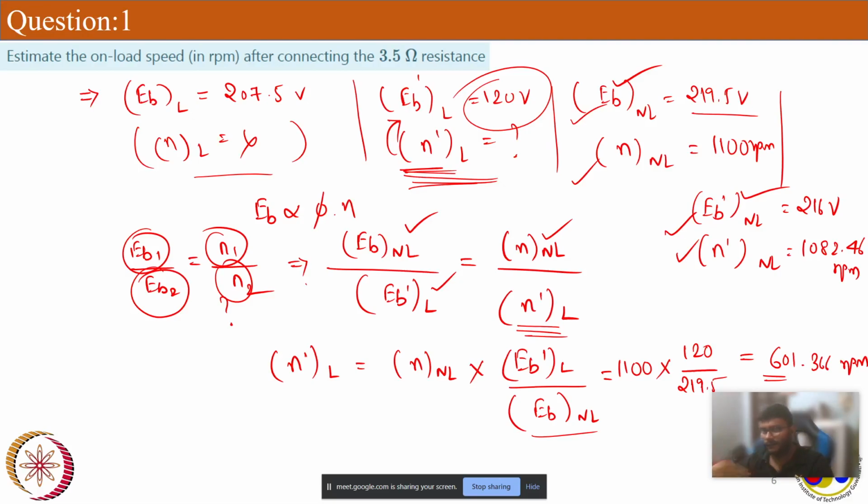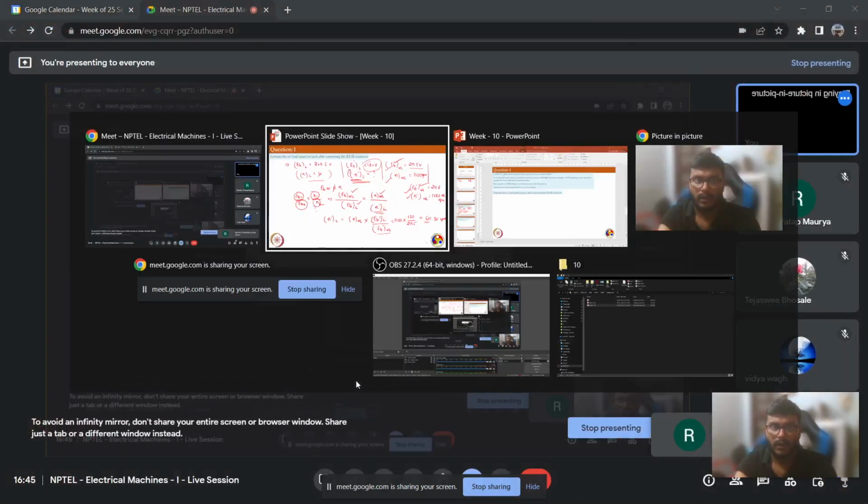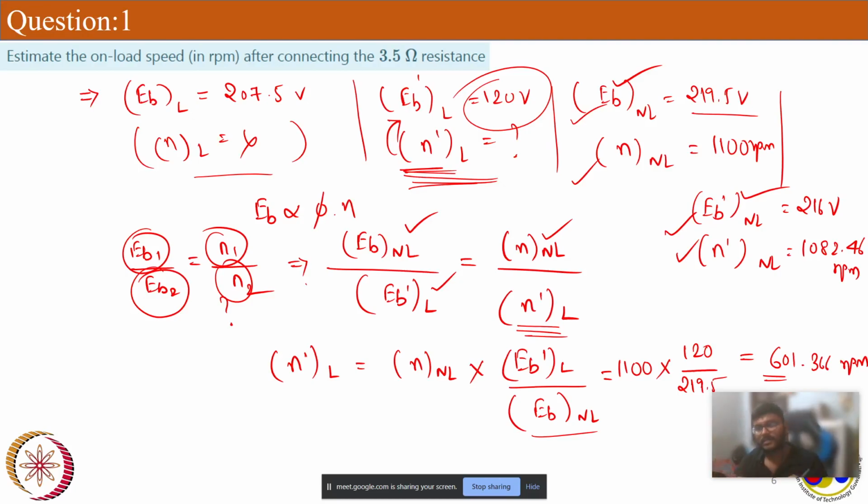These kind of problems they will frequently ask. I have added the resistance, I have removed the resistance, I have increased the speed, I have decreased the speed. In all these conditions, either you have to find the EMF induced or the speed, so go with the basic equations we know. EB is proportional to phi and N. Keep in mind, are you changing the field resistance in the question? If the field winding is also changing, let's say they have increased the shunt resistance, then the flux generated will also change, because that flux is nothing but the field generated in the field winding. Once my field resistance changes for the same terminal voltage, the current drawn by the field winding will definitely change.